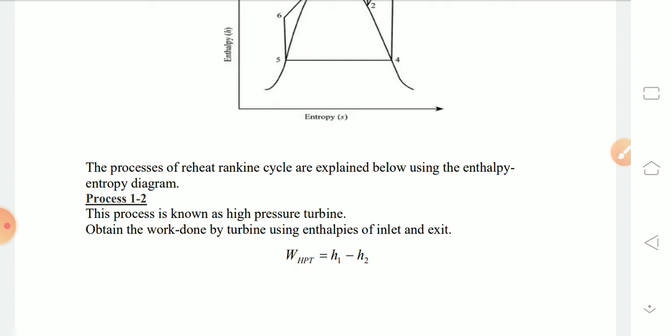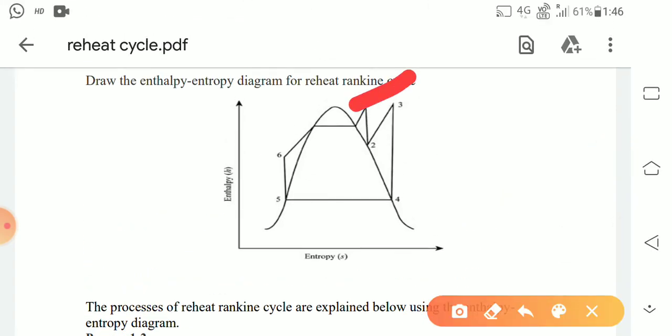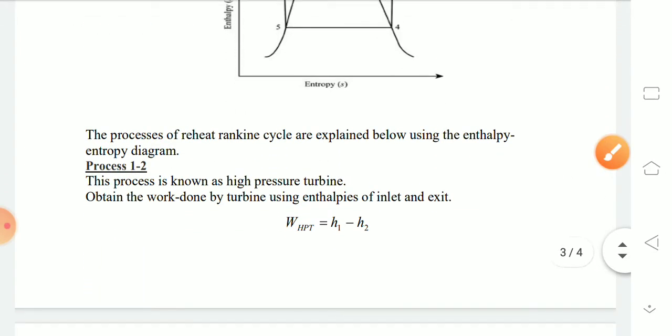The processes of the reheat Rankine cycle are explained below using the enthalpy entropy diagram. Process 1 to 2 is the high pressure turbine. We can find the work done by this turbine using the enthalpy at inlet and exit. So the work of the high pressure turbine is H1 to H2. You can find the work done is H1 minus H2.